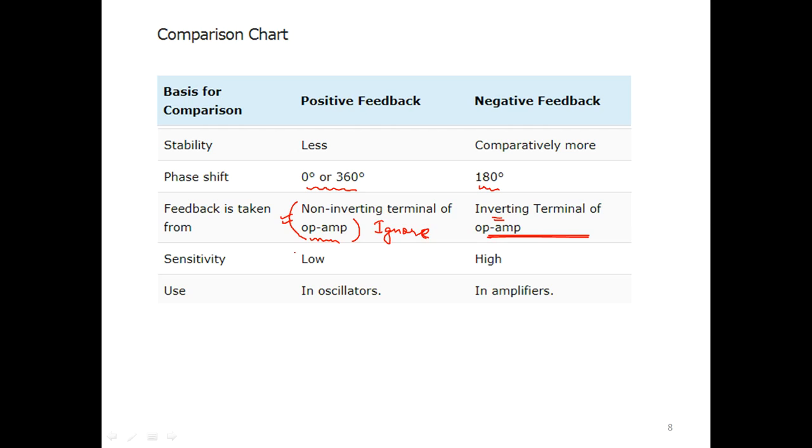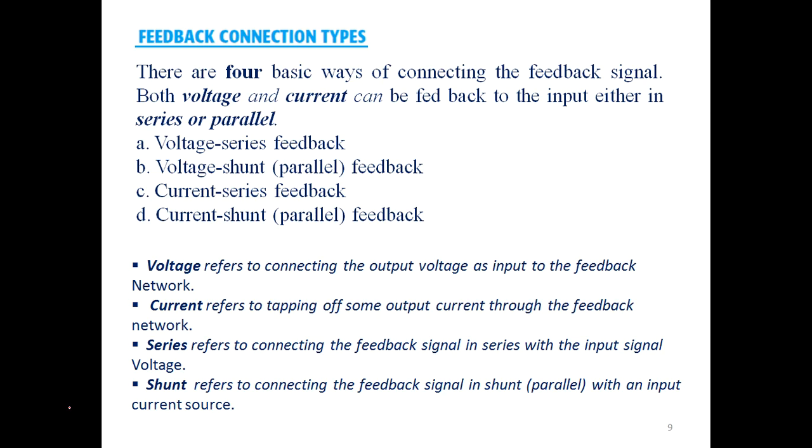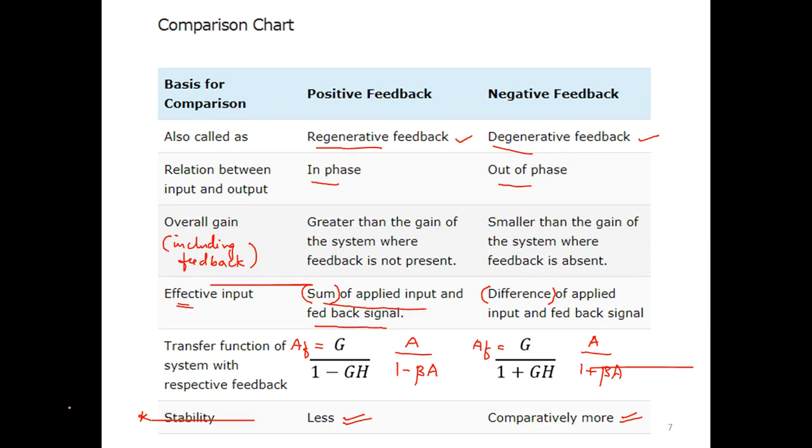Then sensitivity: positive feedback low, negative feedback high. Usage: positive feedback is used in oscillators, negative feedback is used in amplifier circuits. So that was a pretty exhaustive comparative analysis of positive feedback and negative feedback, right?